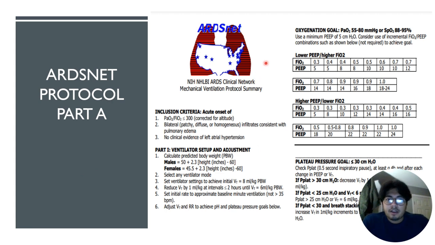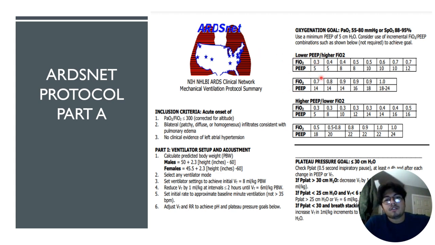So we'd want an oxygenation goal of a PaO2 of 55 to 80 and an SpO2 of 88 to 95%, which is like your baseline. You just want to keep them saturated. So use a minimum PEEP of 5, because anything greater than that, you run the risk of developing a pneumo, because these patients have really frail lungs or chronic lung diseases, and always want to keep in mind the protective lung protocols. So with lower PEEP and higher FiO2, you have this chart here.